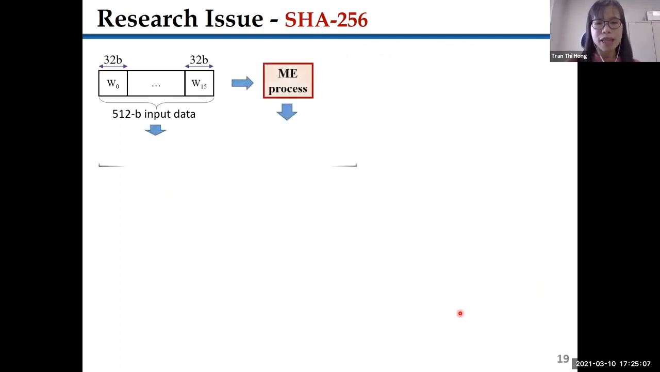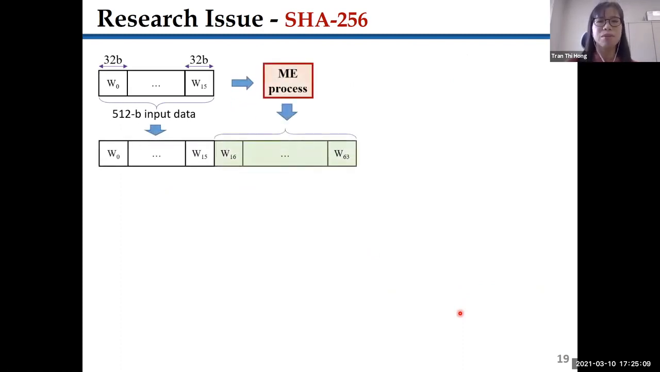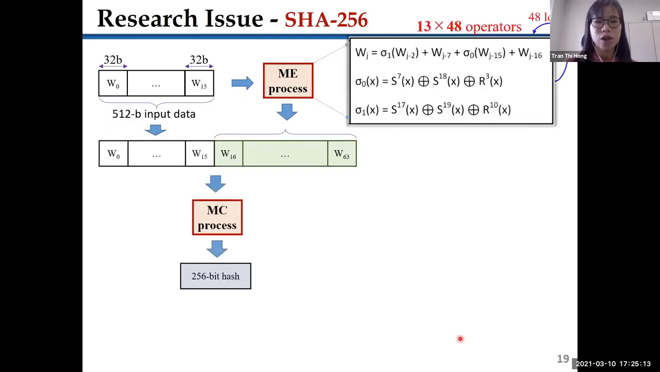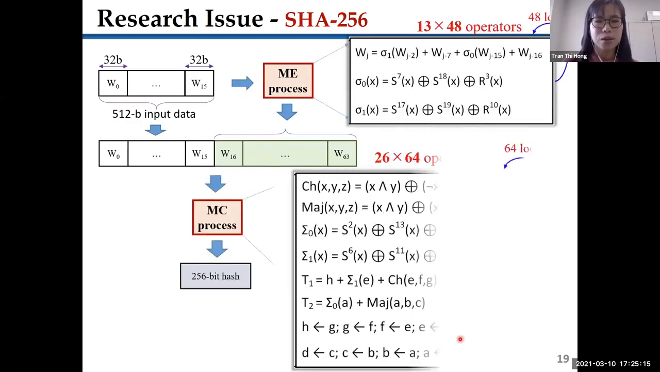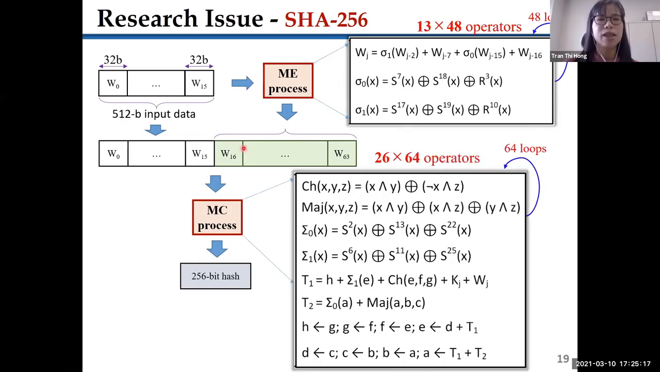So let's see inside the operation of the SHA-256. I do not go into detail, but basically the SHA-256 follows two processes: the message expander (ME) process and the message compressor (MC) process. Basically, these processes repeat a lot of loops.